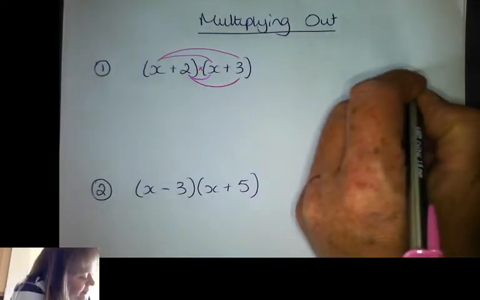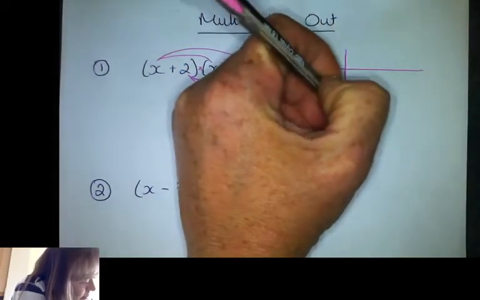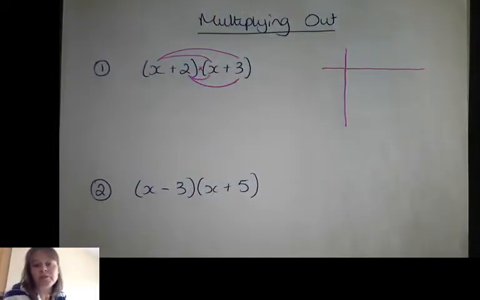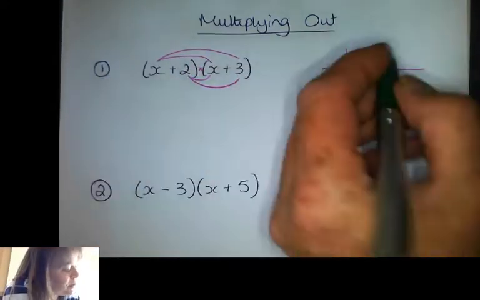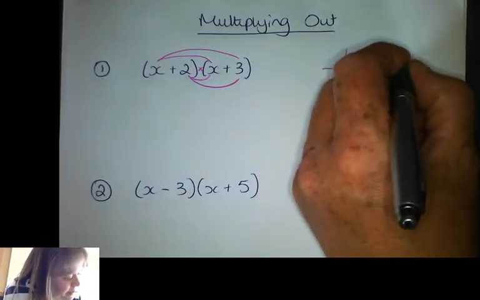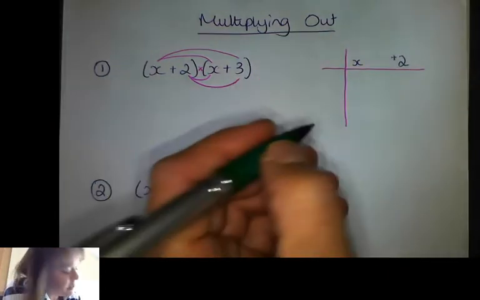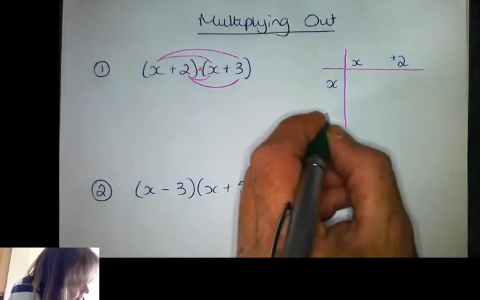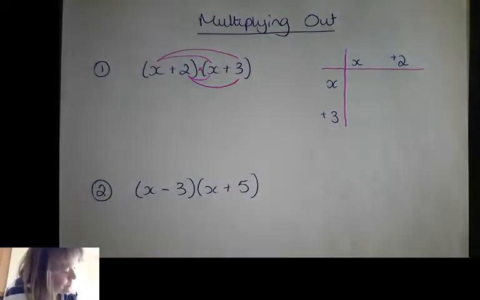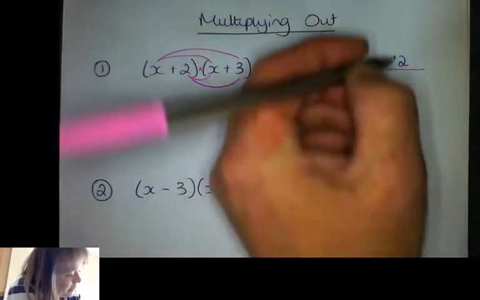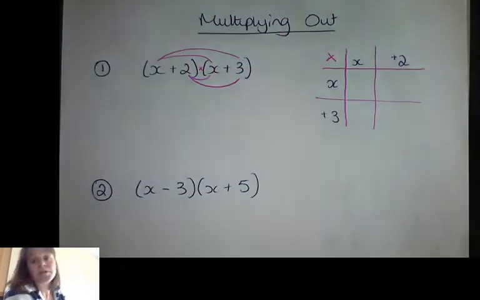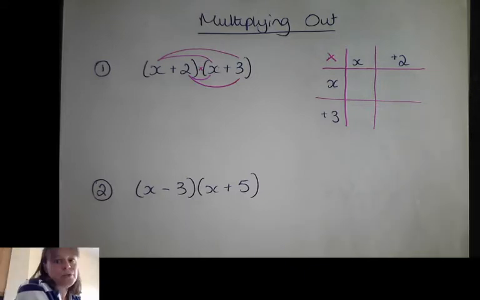Now the alternative is, if you don't like that, sometimes we do it this way, and those multiplication grids that you've used at primary school to multiply numbers, this is the same kind of thing. We put this first bracket here, x and 2, and I'm going to write it as positive 2 because it's x plus 2, and I'm going to write x and positive 3. And again, it's a multiplication grid, so I'm just going to put a times sign up there to remind me that I am multiplying. Now, whichever one you're doing, we now need to go and do the multiplying.